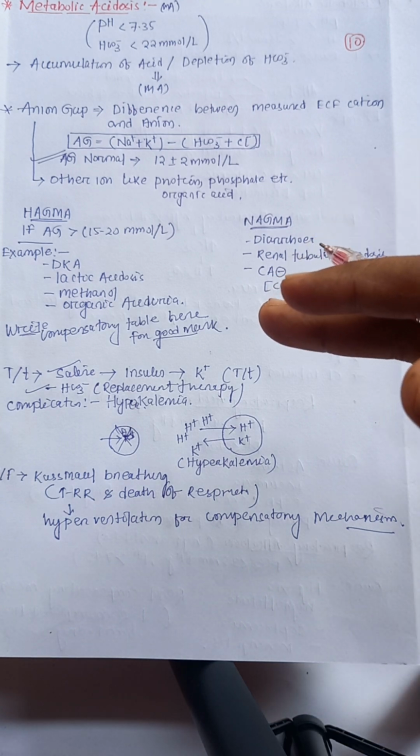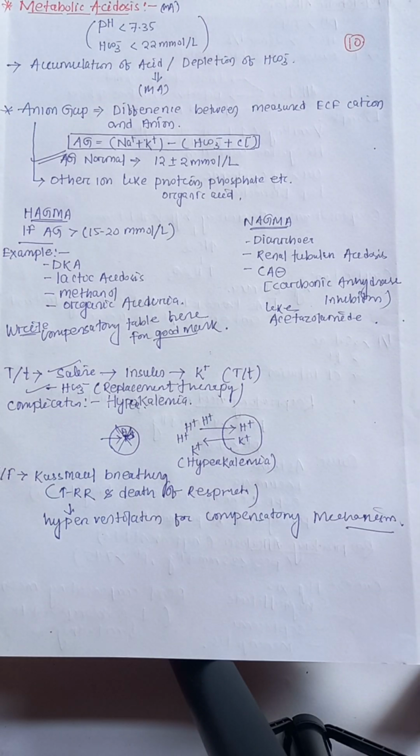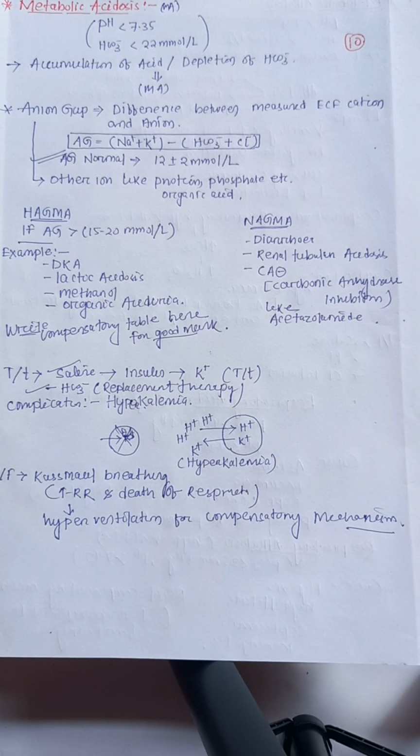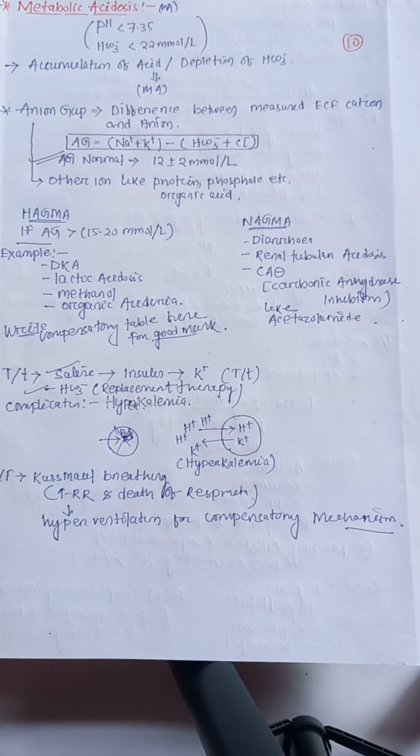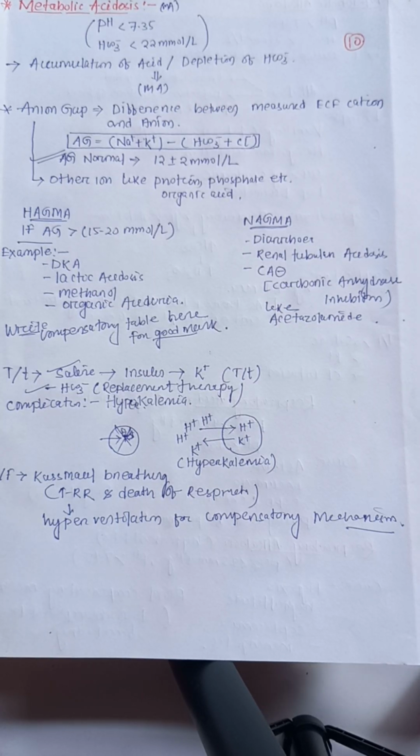And here is one concept, that is anion gap. You should know about this. Anion gap is nothing but the difference measured between the ECF cations and anions. Major cations are sodium and potassium, and major anions are chloride and bicarbonate. The difference of these is called the anion gap, which is nothing but the unmeasured anions. Simply, unmeasured ions are the anion gap, like protein, phosphates, and organic acids. The anion gap is generally 12 plus or minus 2 millimoles per liter.